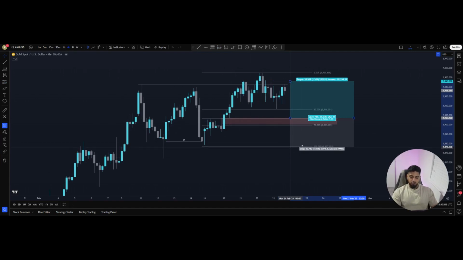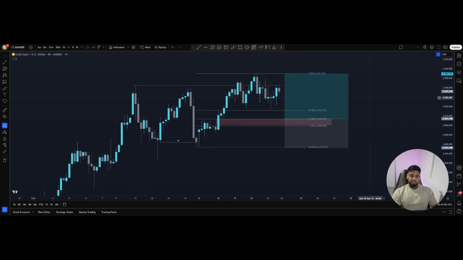Now you've got two different ways of taking it. You can take it on the way that I teach in the course, which is just to take it as a limit placed directly on either the 61 or the 71% or on this area of interest with the stops just below this low of the swing and targeting a brand new high. It's going to give you a 1 to 1.5 risk to reward. This to me is a very, very safe trade.